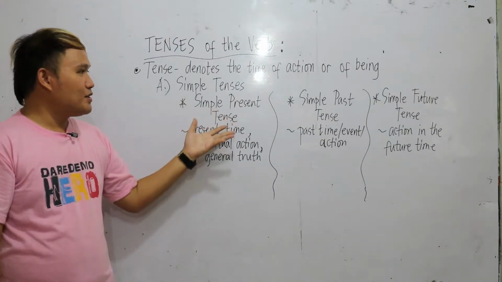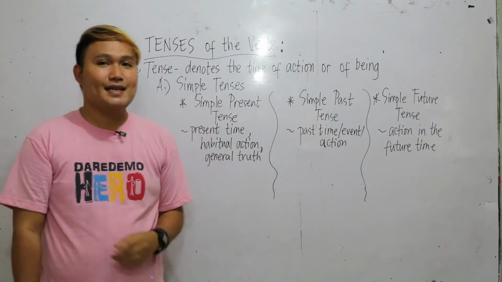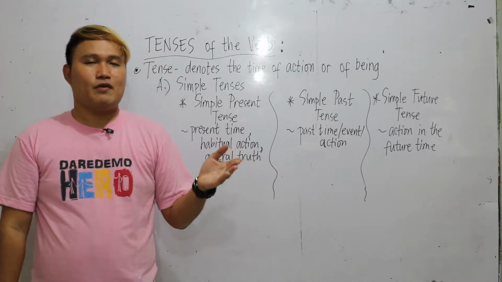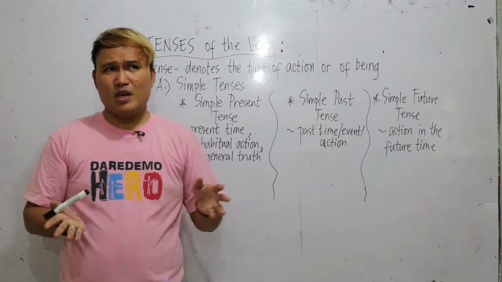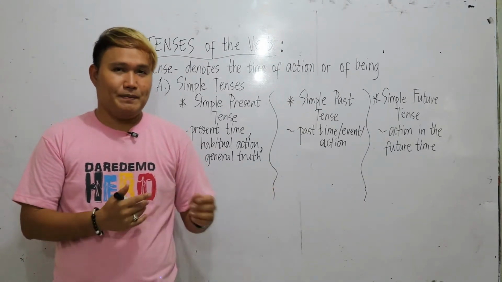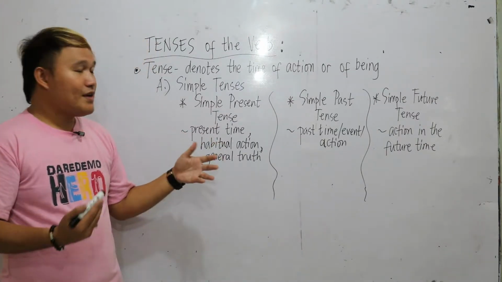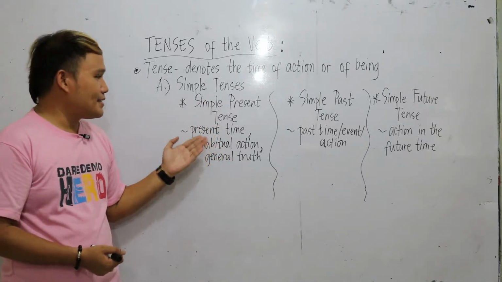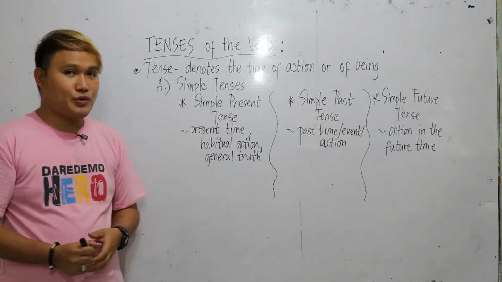Actually, for simple tenses there are three types. We have the simple present tense, the second one is the simple past tense, and the third one is the simple future tense. Now I believe some of you are already familiar with these tenses because this was already discussed when you were in elementary. So let's just give a refresher. For simple present tense, of course, it refers to present time, habitual action, and general truth.